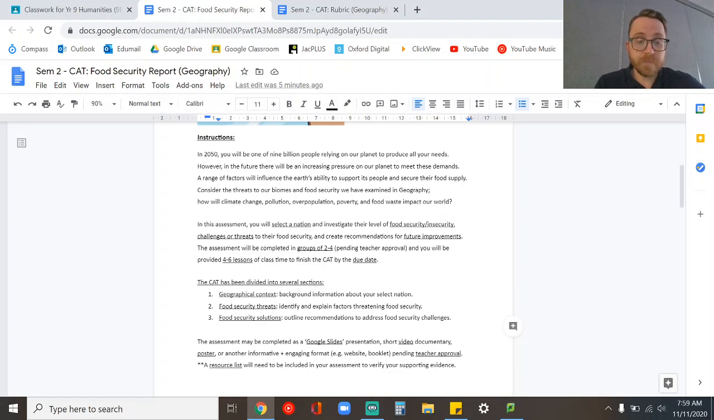Section 2 is when you get into the problems. So the food security threats. Identify and explain factors threatening food security. Section 3 is when you solve all the world's problems. Food security solutions. So outline recommendations to address food security challenges.